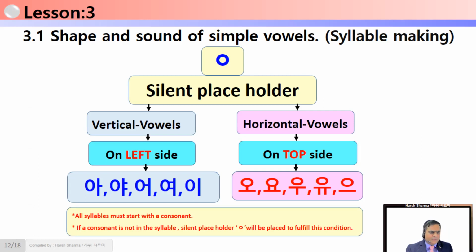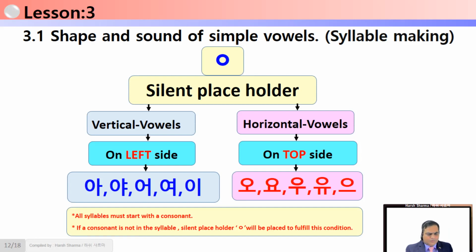Sometimes students ask, sir, there is some gap between the circle and the vowel in some, and some are attached. You don't have to worry at this stage. Just write them on the left side. And with the horizontal vowels, it must be on the top side.